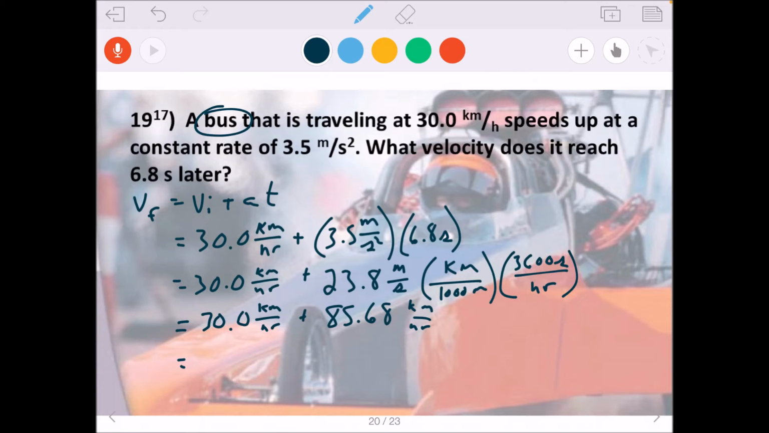Now, with sig figs, I've got 2 in my originals over here, so I really only have 2 here. Remember that these are exact values. They are not going to affect sig figs at all. So I have 2 still here. I'm then going with addition properties, so I go by place value. This one's exact out to the tenths. This one is exact out to the units. So I need to round to the units, giving me 115 kilometers per hour.